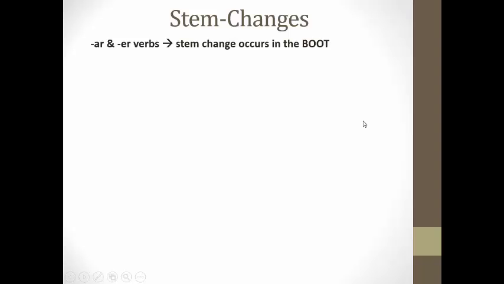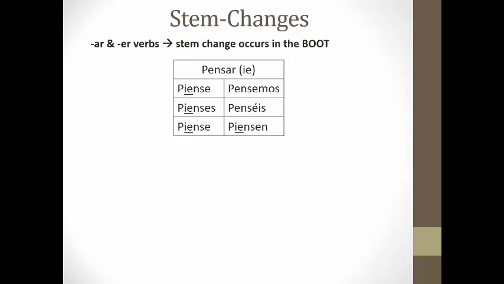First up, what happens if I have a stem changing verb? Okay, if you have an AR or an ER verb, a stem changing verb, that stem change will occur in the boot, just like it did in present tense. So let's look at pensar. Pensar means to plan or to think. Its stem change is E to IE. And we're going to change that here just in the boot. Okay, so let's look at its conjugation. You have piense, pienses, piense, pensemos, penséis, piensen. Okay, so up here in the we and the vosotros, no stem change.